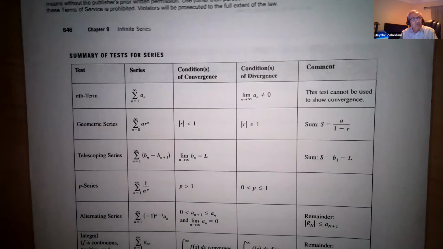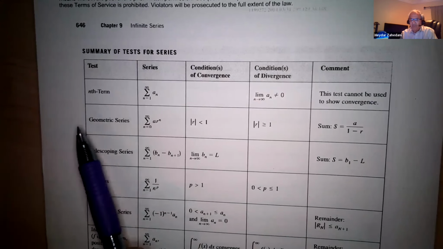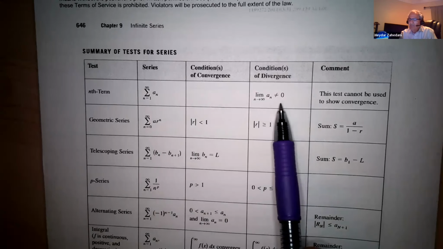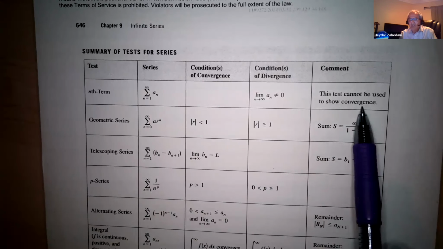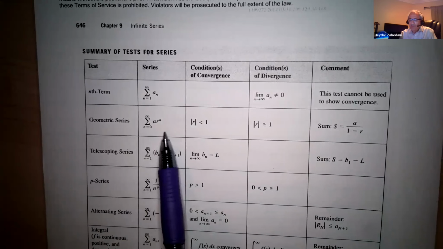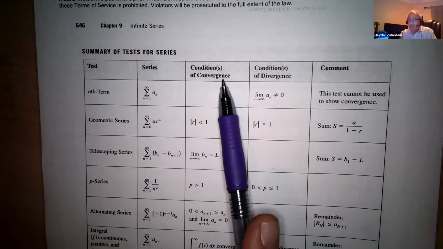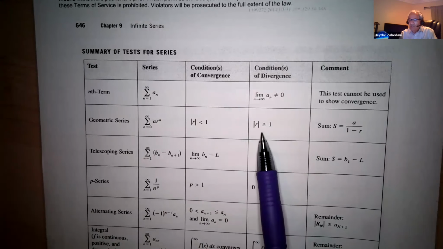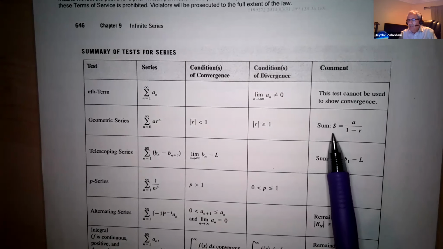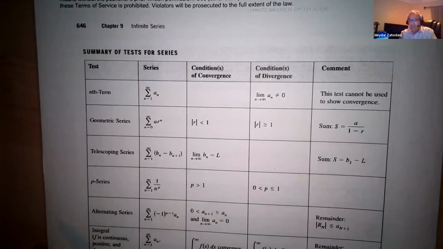So far, this is what we did. This is the one we call the n-term test. Remember, we check the limit of a_n as n goes to infinity. If this limit is not 0, then the series is divergent. Then the geometric series, that's a general term. If the absolute value of the common ratio r is less than 1, then the series is convergent. Otherwise, the series is divergent. If the series converges, the sum of the series would be a over 1 minus r, where r is the common ratio and a is the first term.